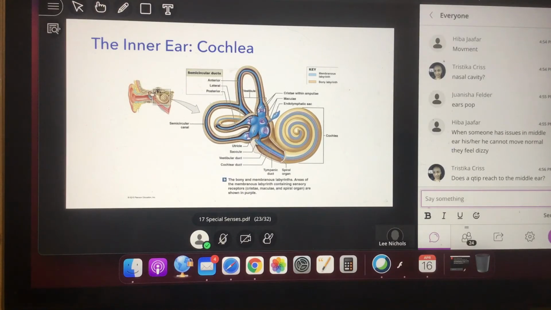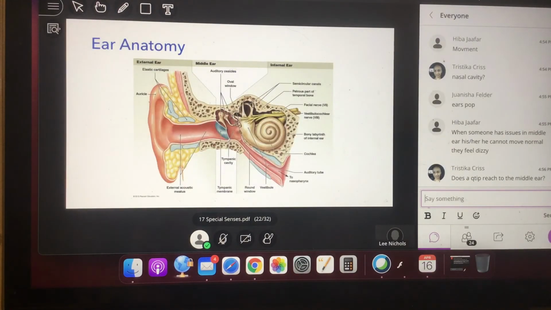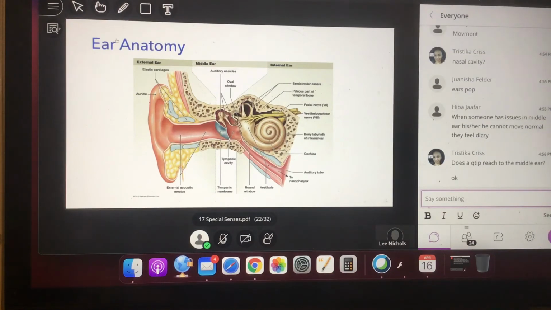Does a Q-tip reach to the middle ear? Only if your tympanic membrane is broken. Keep the Q-tip out of your ear, people. Keep that Q-tip out of the acoustic meatus. If I stick it, let's see if I can draw a Q-tip.